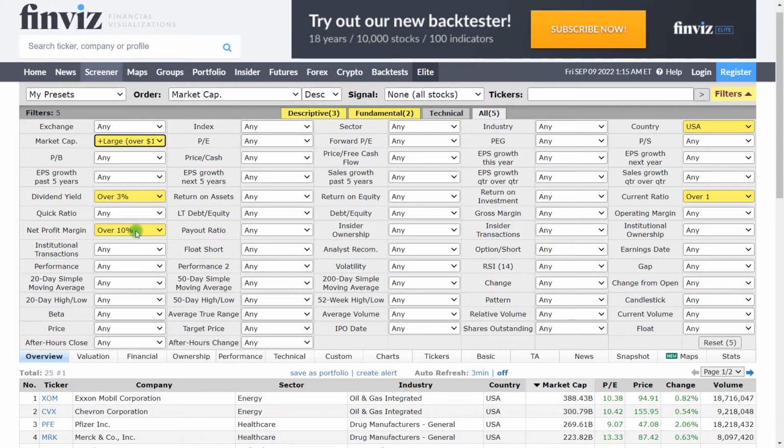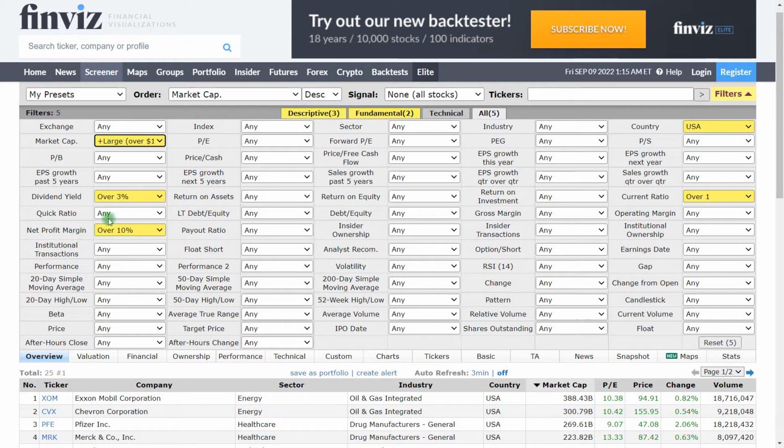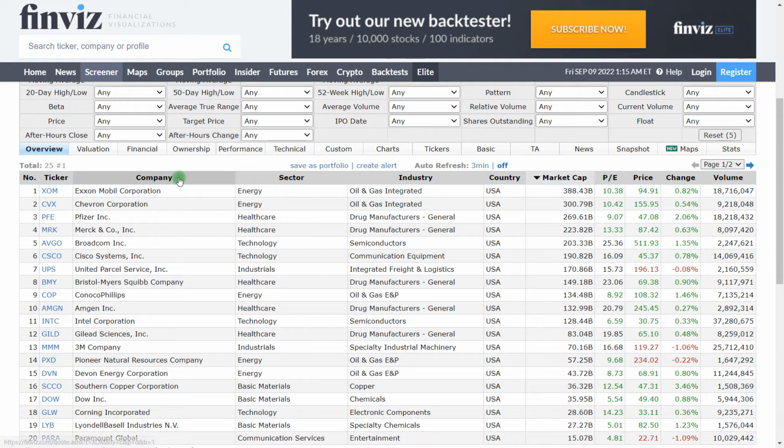And of course I would like to have a profitable company, so I put the net profit margin over 10%. I remind you that net profit margin is when we take the net income and divide it by the revenue of the company. And by these filters, we can see a list of 25 stocks.